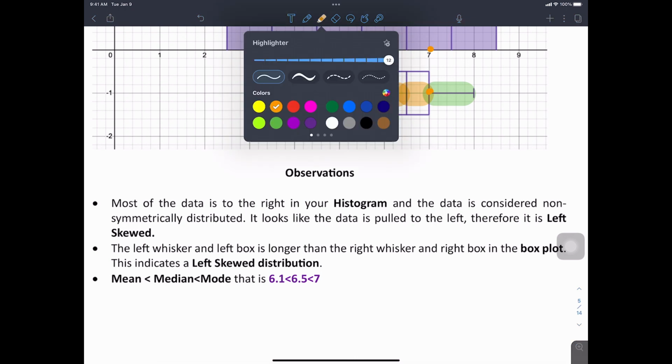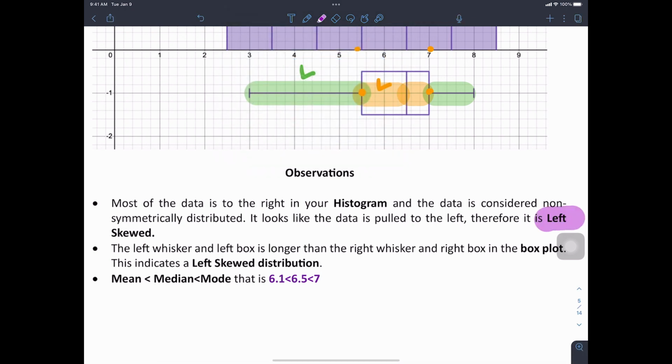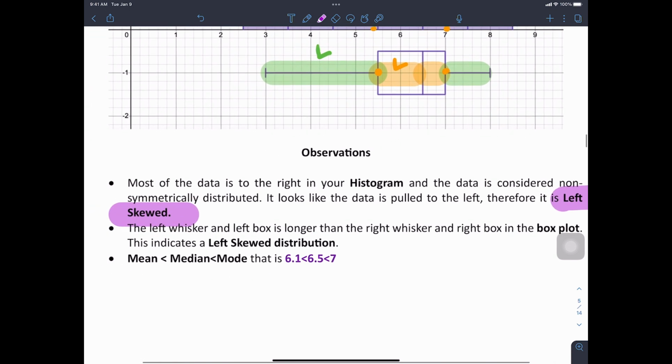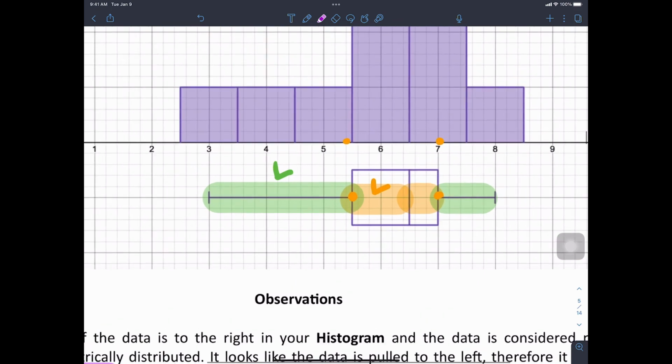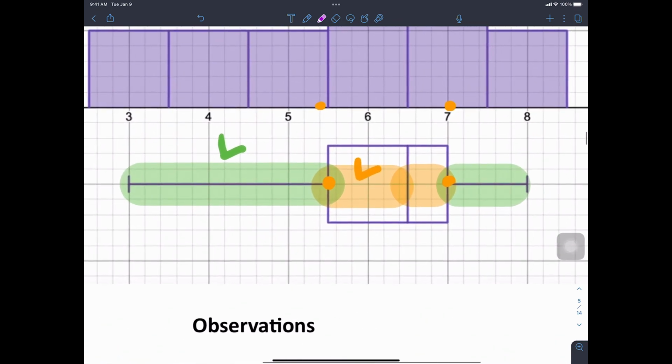Left skew. Okay? The left whisker in the left box is longer than the right whisker and the right box in the box plot. This indicates a left skewed distribution when you see this situation. Okay, you guys see what I'm saying?